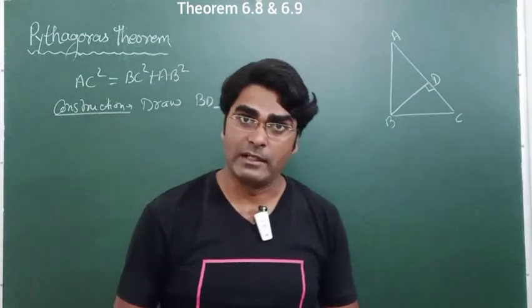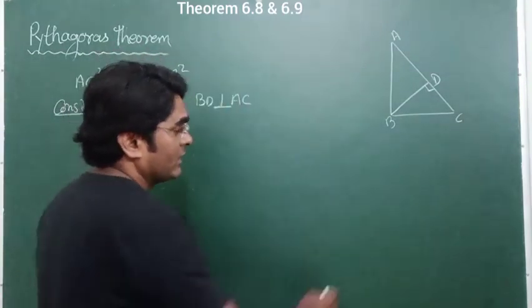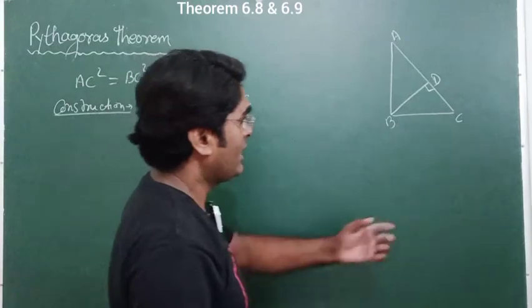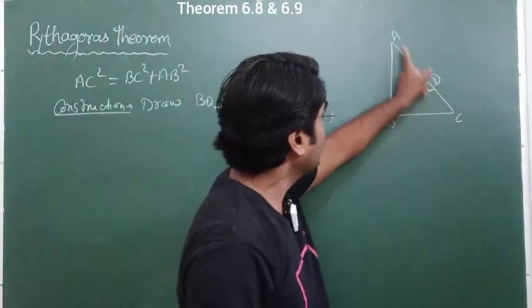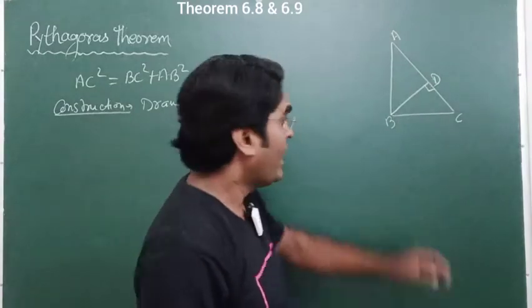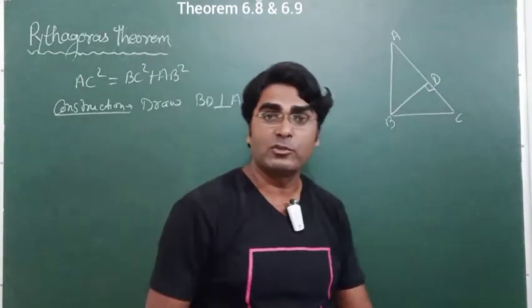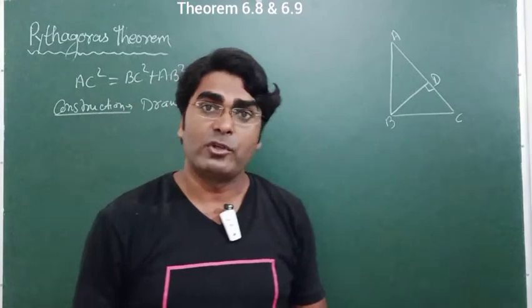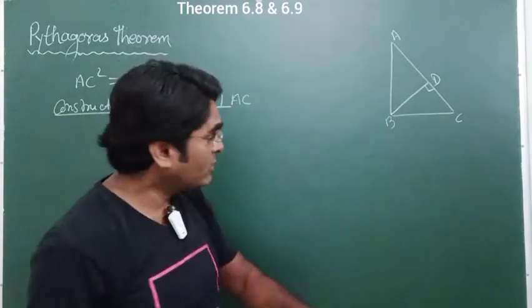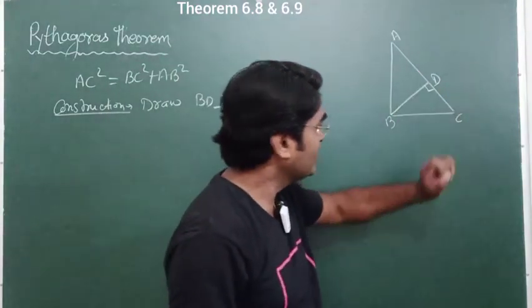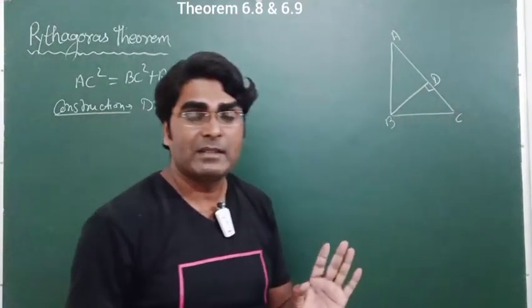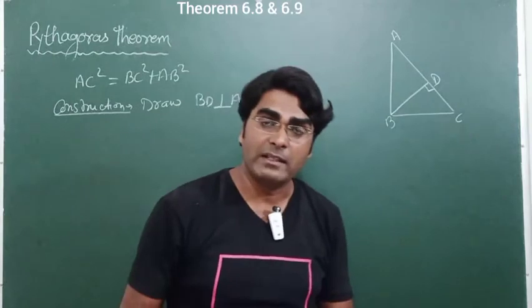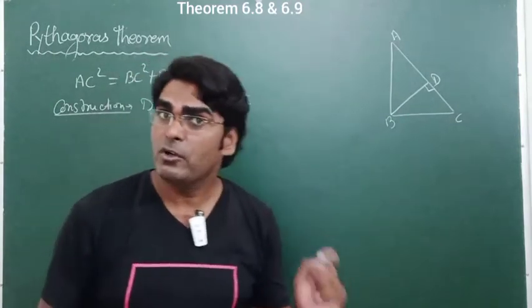Now, you know very well, if two triangles are similar, in that case their corresponding sides are proportional. Clear? So here there are three triangles: BDC, which is a right angle triangle, BDA, also a right angle triangle, and ABC, also a right angle triangle. Now we need to show that triangle BDC is similar to triangle ABC. Then after that we just apply the proportional theorem.